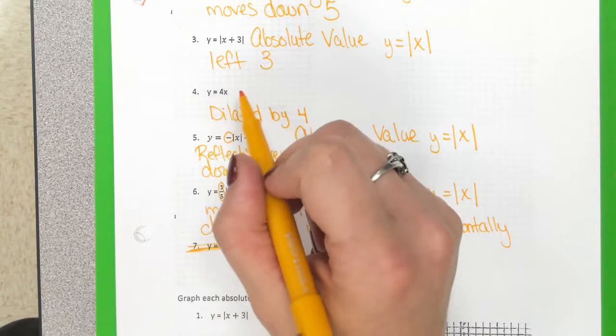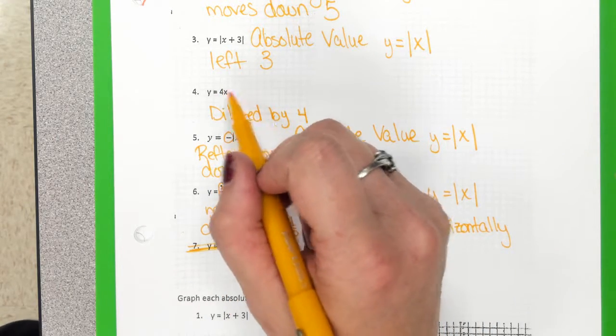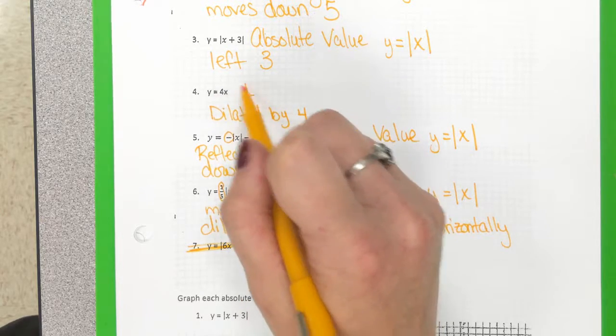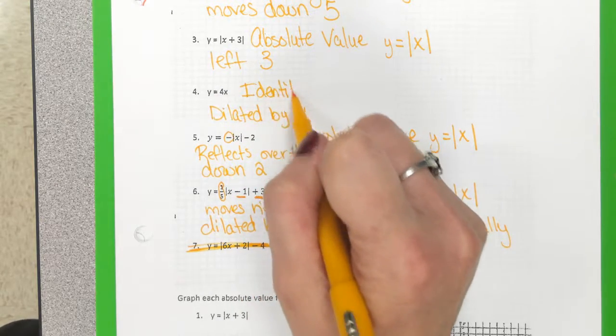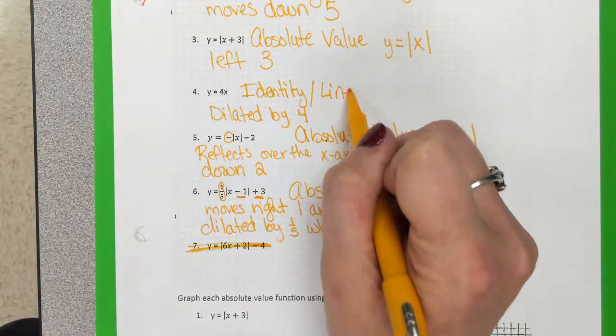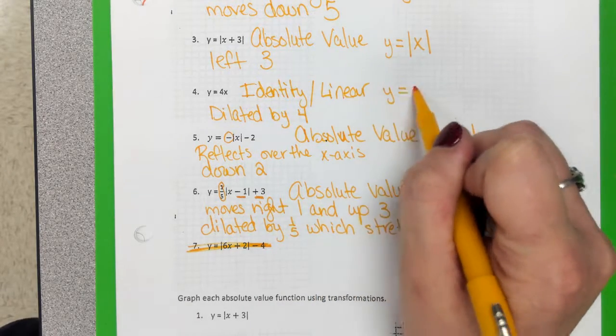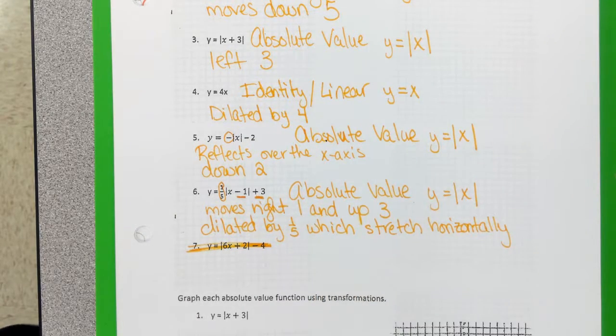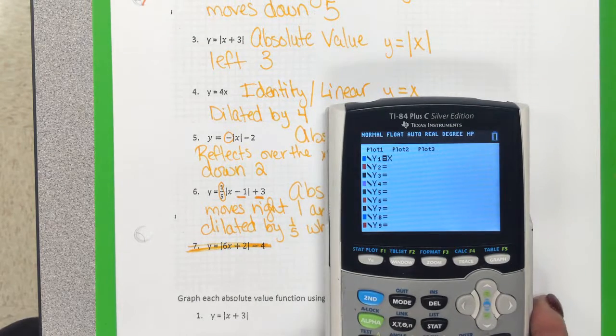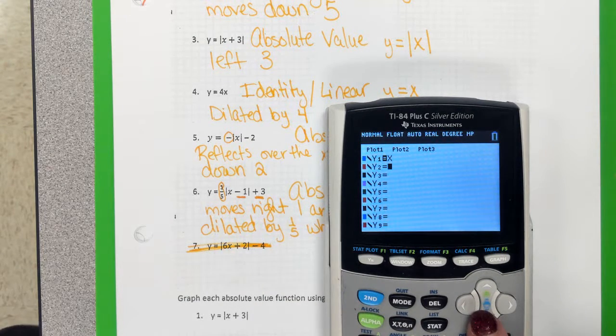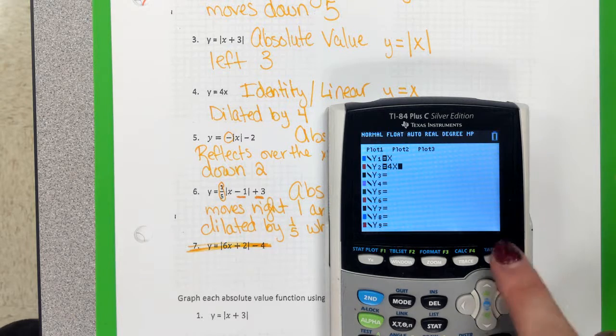Alright, so what kind of graph is this? Identity. Good job. Or what is the other one we could call it? Linear. Make sure you know both of them, okay? And the parent function is y equals x. Let's go to our calculators. Alright, so we got y equals x in the first one, and then we've got y equals 4x in the second one. Y'all okay so far? Alright, hit graph.